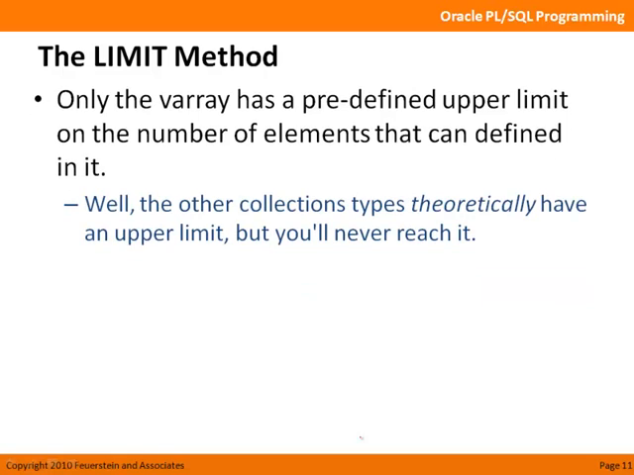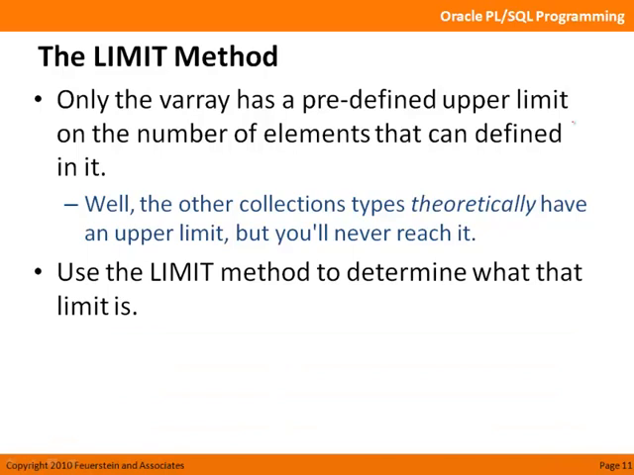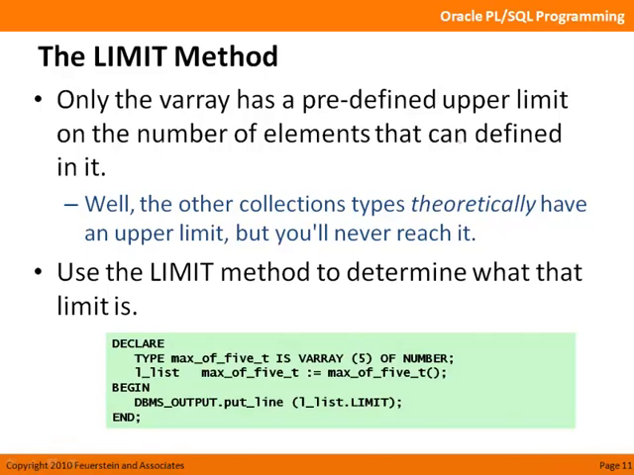The final collection method that gives you information about a collection is the limit method. The V-array is a special type of collection which has a predefined upper limit. So you can say when you declare the collection, this collection can have no more than 5 elements. And here's an example. So this V-array, or a variable based on this V-array type, can have no more than 5 elements defined in it. And if I want to find out what that limit is, I can call the limit method.